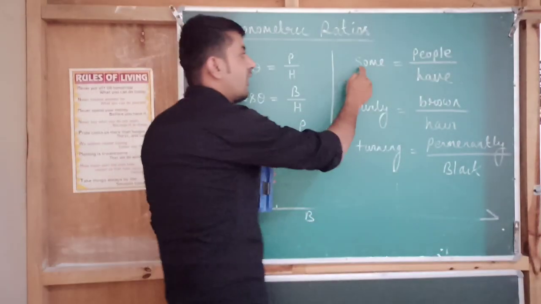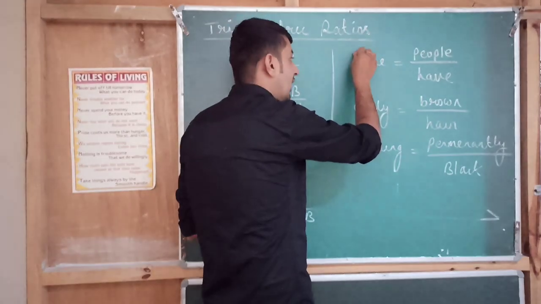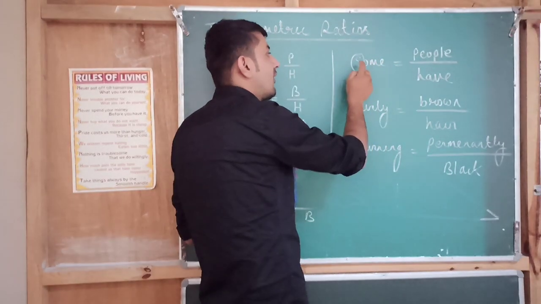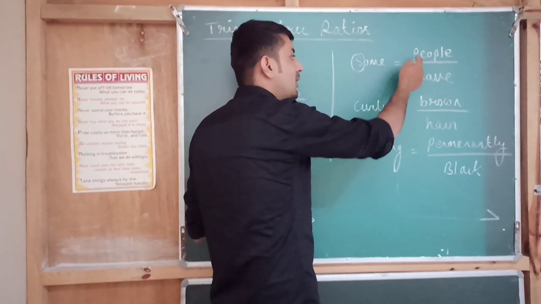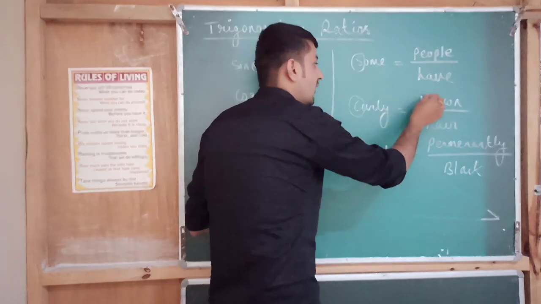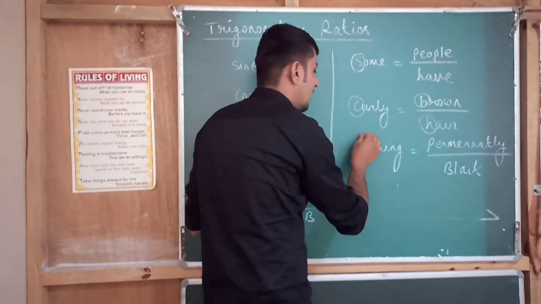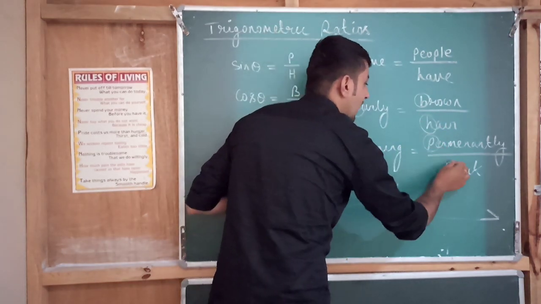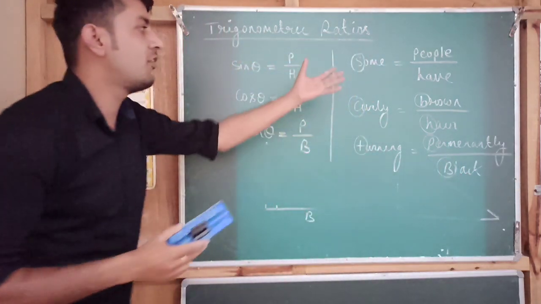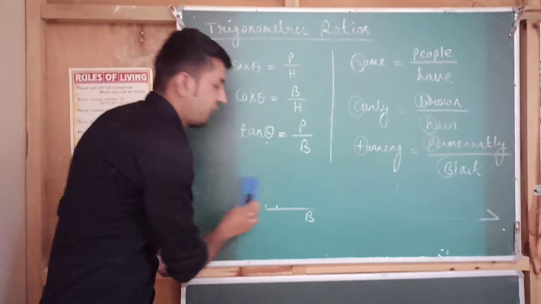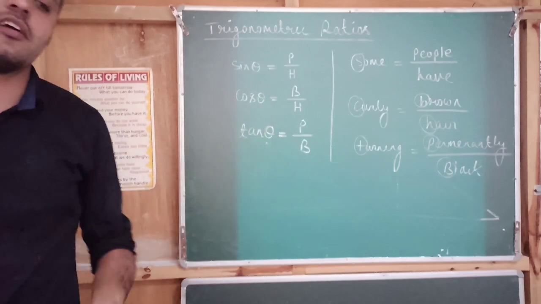See here, some people have, you take as sine. Sine theta is equal to how much? P by H. Cos theta is equal to B by H. Tan theta is equal to P by B. So with the help of this rhyme, you can remember the first three trigonometric ratios.